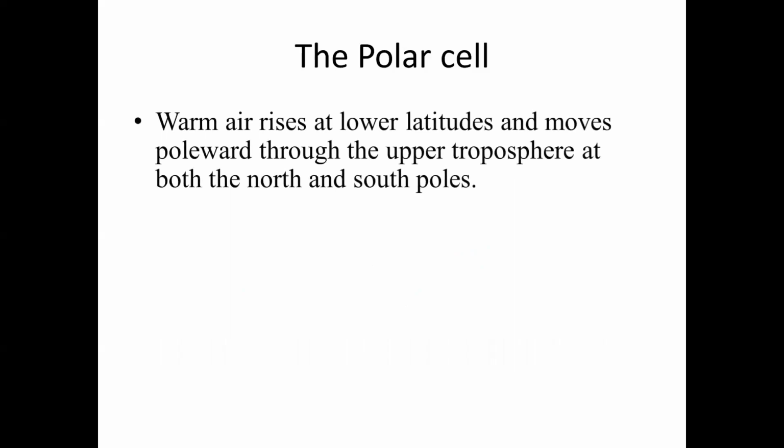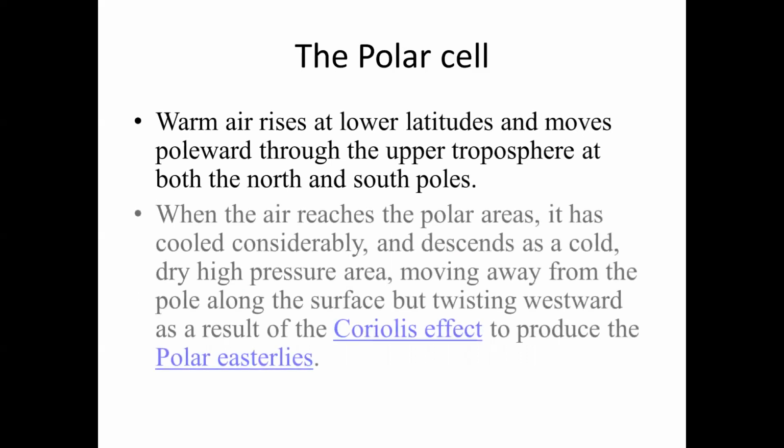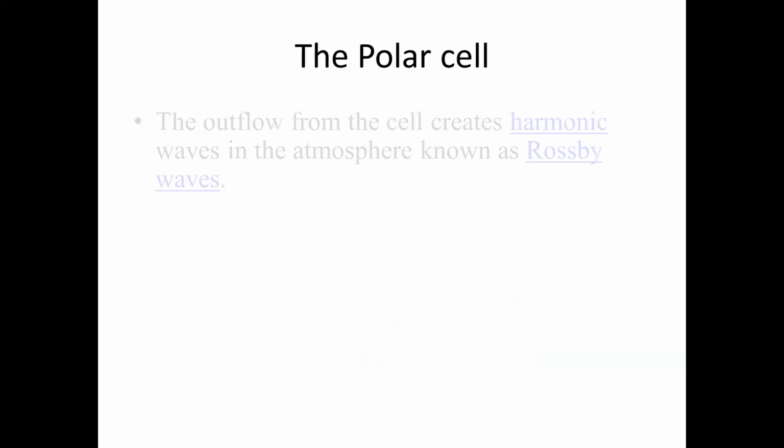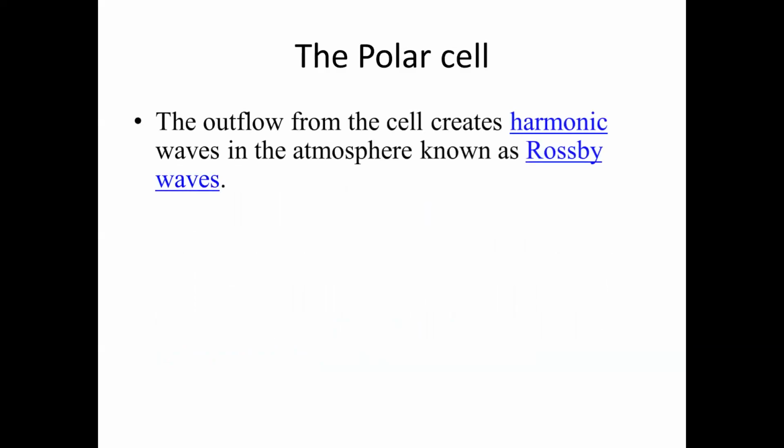Warm air rises at lower latitudes and moves poleward through the upper troposphere at both the north and south poles. When the air reaches the polar areas, it has cooled considerably and descends as a cold, dry, high-pressure area, moving away from the pole along the surface but twisting westward as a result of the Coriolis effect to produce the polar easterlies. The outflow from the cell creates harmonic waves in the atmosphere known as Rossby waves.